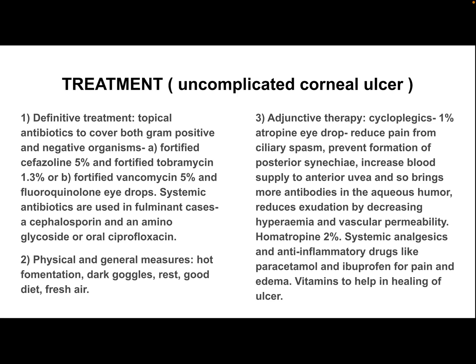Reduction in pain due to ciliary spasm, prevention of formation of posterior synechiae, increased blood supply to the anterior uvea and hence help fight infection in the aqueous humor, and reduced exudation by decreasing hyperemia and vascular permeability. Four things, very important. Then homatropine is another: instead of atropine, you can give homatropine 2%. Systemic analgesics and anti-inflammatory drugs like paracetamol and ibuprofen are for pain and edema. Then vitamins to help healing: A, B, C, all you can give.